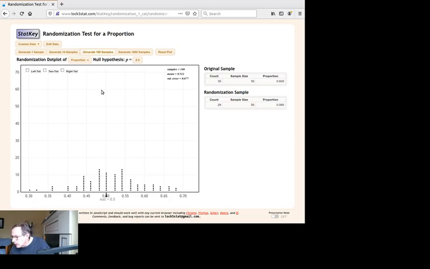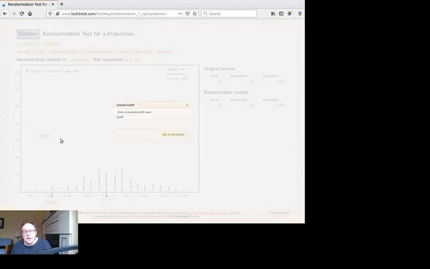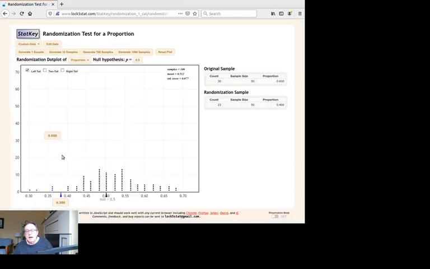And now they want me to generate a randomization distribution and estimate the p-value. So 38 out of 100 is 0.38, and it's a left tail because it says p less than. And now I'm not interested in 0.36. I'm interested in 0.38. So 0.38, okay. And it says that that's a total of 5% of all the dots. So the p-value is 5%.